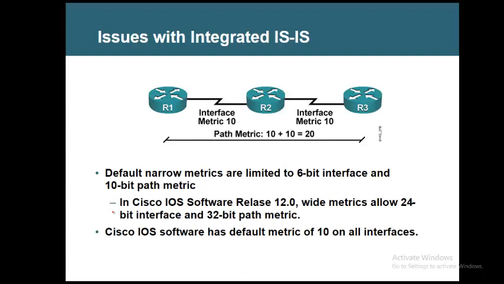Narrow metric, limit on the interface is 6 bits, and on the path is 10 bits. Wide metric, limit on the interface is 24 bits, and on the path is 32 bits. So these many bits are used for calculating the metric. Can you decrease this cost from 10 to 5? Why not, you can decrease. You can also increase, up to 64 if it is narrow metric.